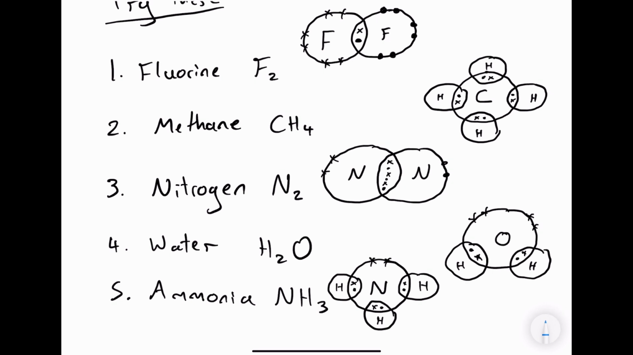The displayed formula for each of these molecules would look like this: a single covalent bond between 2 atoms of fluorine, 4 covalent bonds in methane, 3 covalent bonds between 2 atoms of nitrogen, 2 covalent bonds in water, and 3 covalent bonds in ammonia.